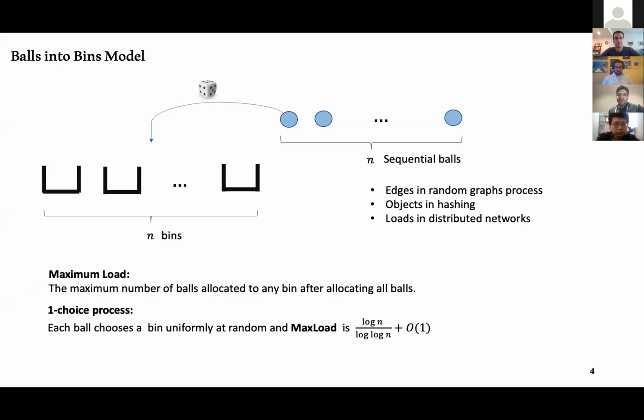A very simple and intuitive mechanism is called the one-choice process, where each ball picks a random bin uniformly at random, and then the ball is allocated to that bin. It is proved that using this mechanism, the maximum load is at most log n over log log n plus some constant.